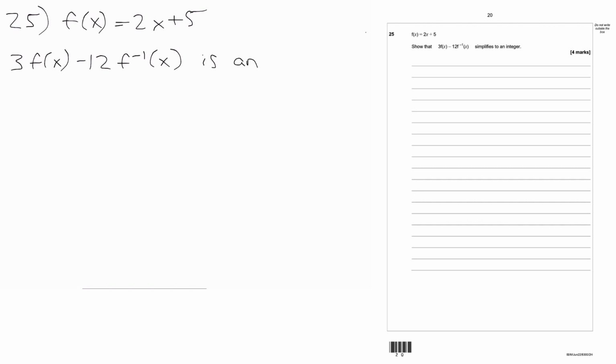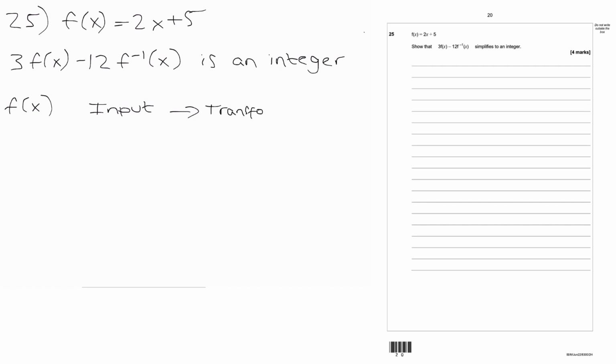So moving on to question 25, we have that this function f of x equals 2x plus 5. And we want to show that 3 times f of x minus 12 times the inverse function of x is an integer. So how do we work out the inverse function of x? So what we're basically asking is, this function, f of x, it takes an input and does some mechanics. So we'll call this transformation.